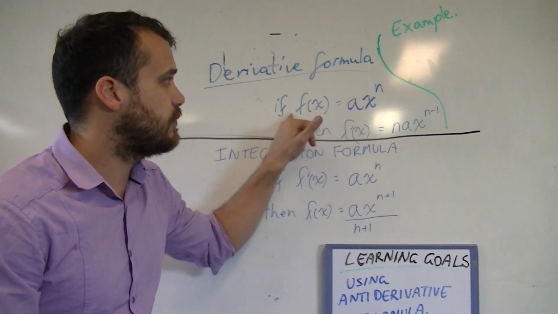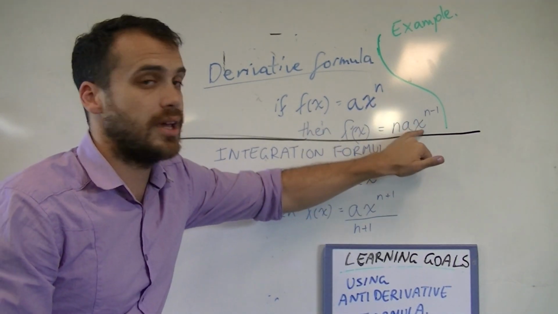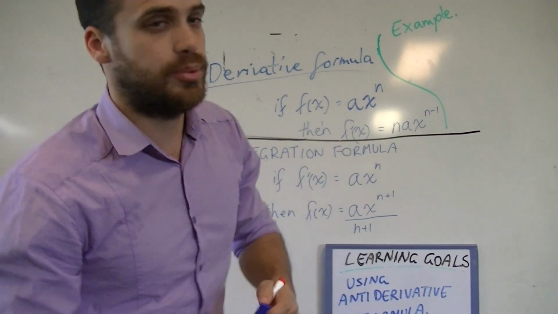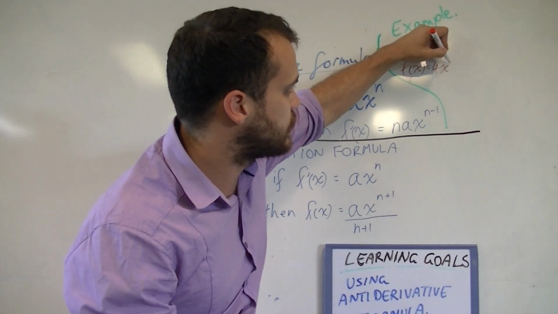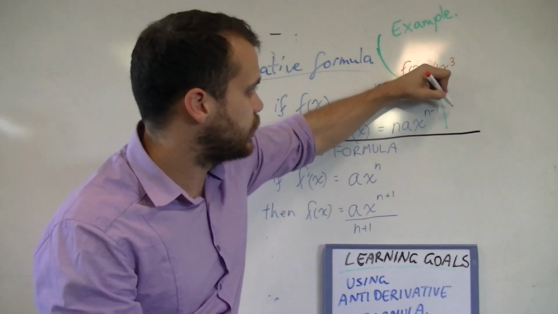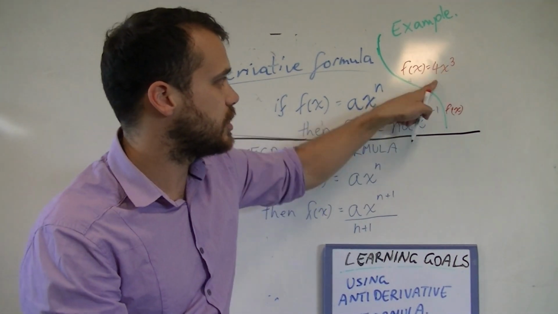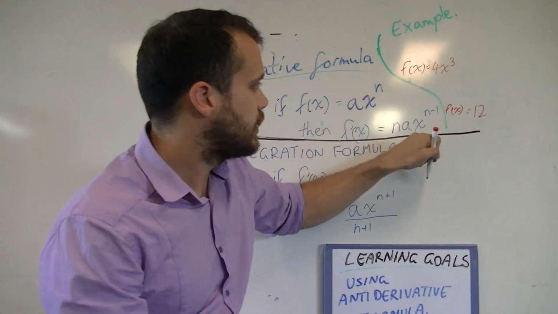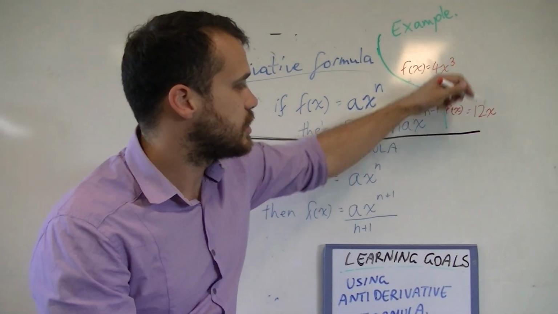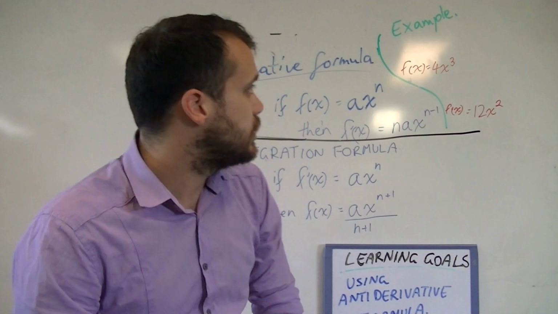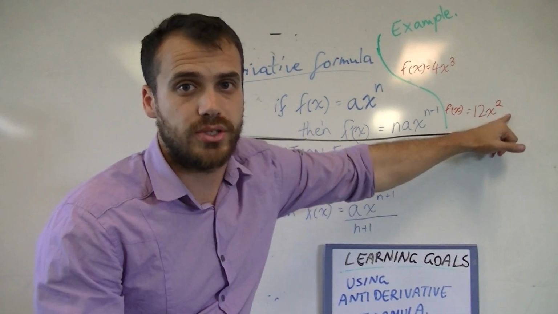That rule was if f of x equals ax to the n, then f dash x equals na x to the n minus 1. Now a quick example, if f of x equals 4x to the 3, then f dash x equals na, so 3 times 4, which is 12, x to the n minus 1. Now that n minus 1, it starts off as a 3, so n minus 1 is going to be 2. Now again, you guys can do that pretty quickly. You guys can immediately see 4x cubed and tell me that's 12x squared.